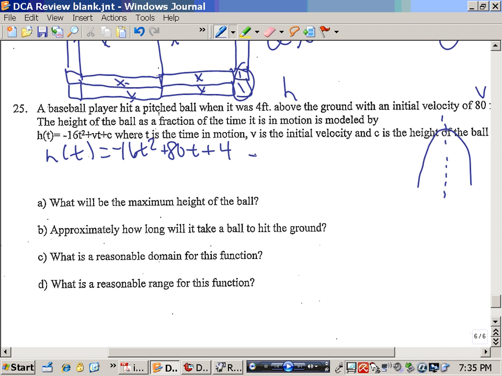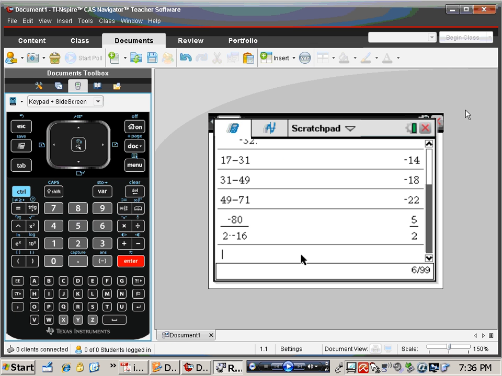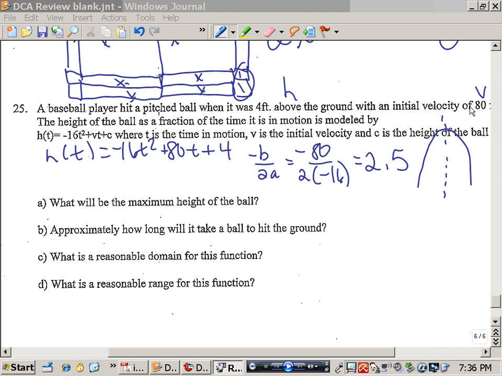So I need to do negative b over 2a. So negative b is negative 80 over 2 times negative 16. Okay, I put this into the calculator so that you can see that it is 5 over 2, which is 2.5. Now that I have the 2.5, I know that it's here at 2.5.